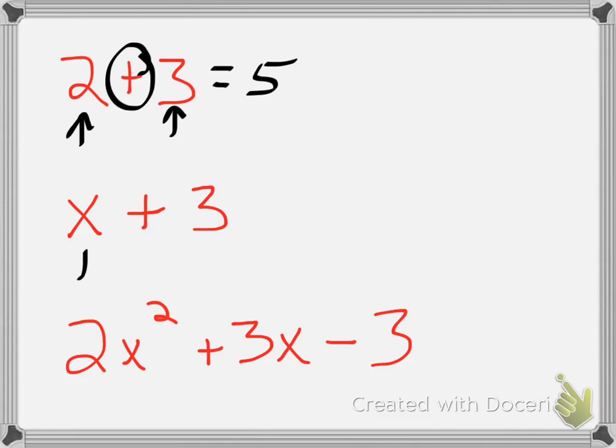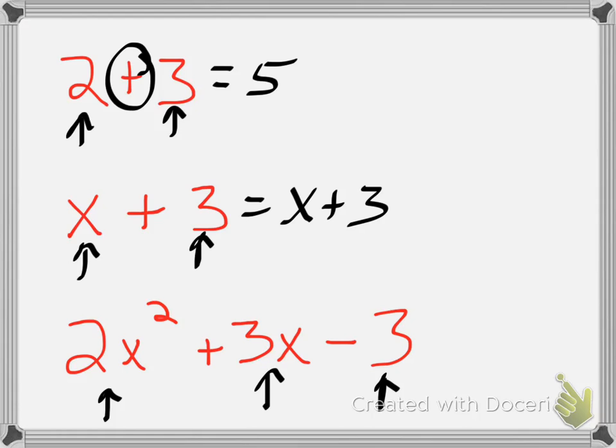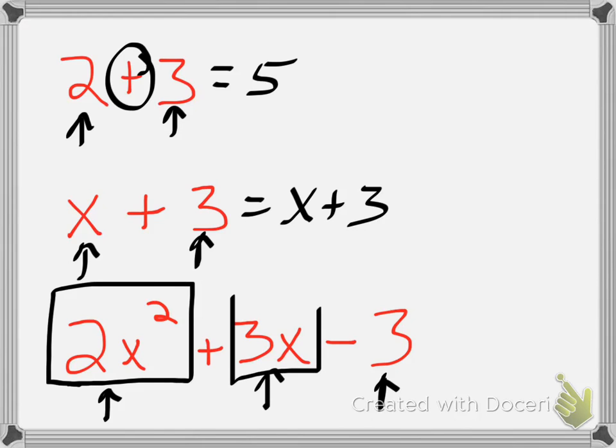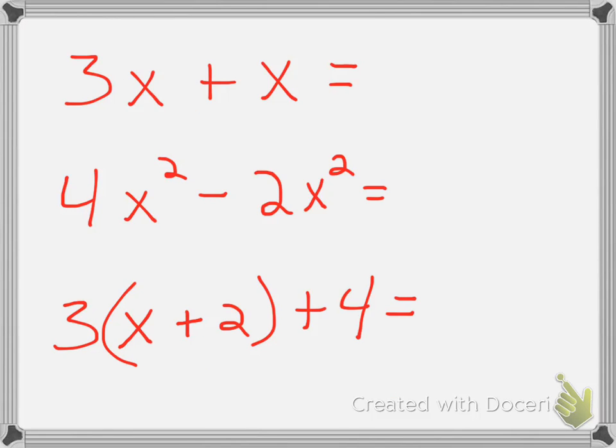X plus 3, these are terms. And 2x squared plus 3x minus 3, these are terms. Now, here's the deal. It's not the 2 that's a term, it's the whole thing that's a term. This whole thing is a term. This whole thing is a term. Anything added or subtracted. So when we're looking for like terms, we're looking for that whole thing to be the same.